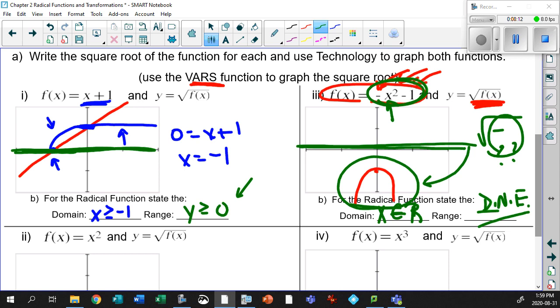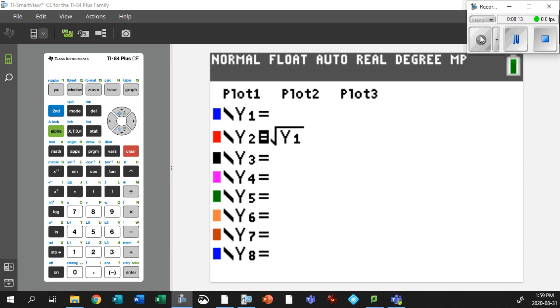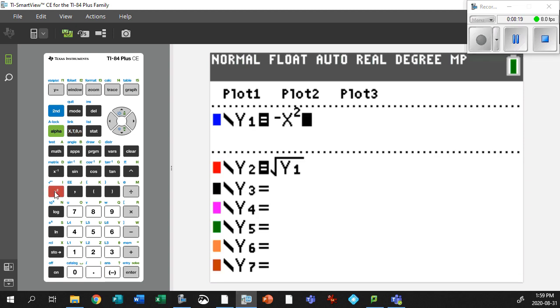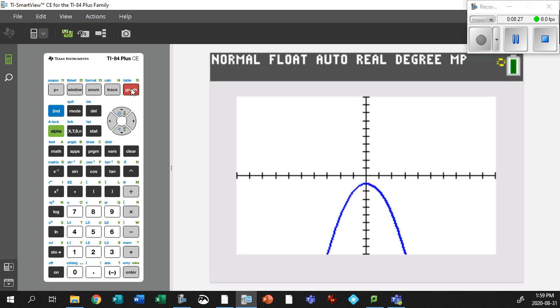Well, I want to prove that. Hold on. Do you remember what that equation was? It was minus x squared minus 1. Now think about it. If I take the square root of that, will a graph actually appear? Watch. Boom. There's the original, but where's the square root graph?